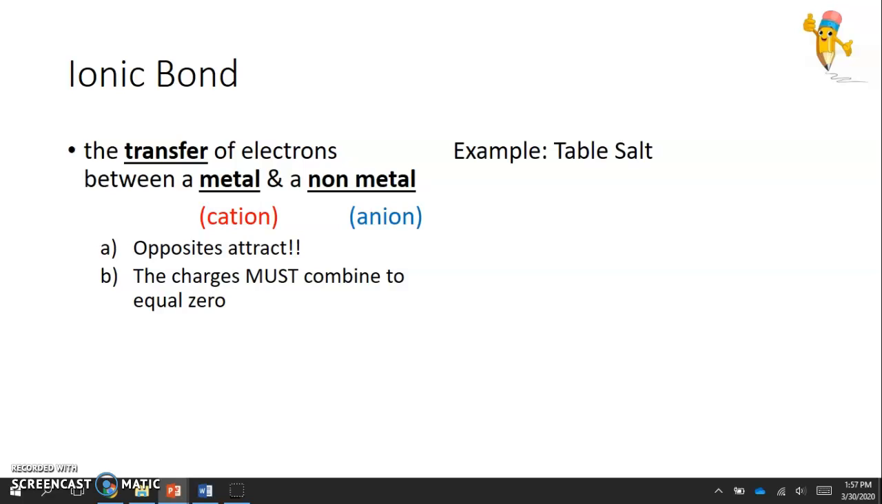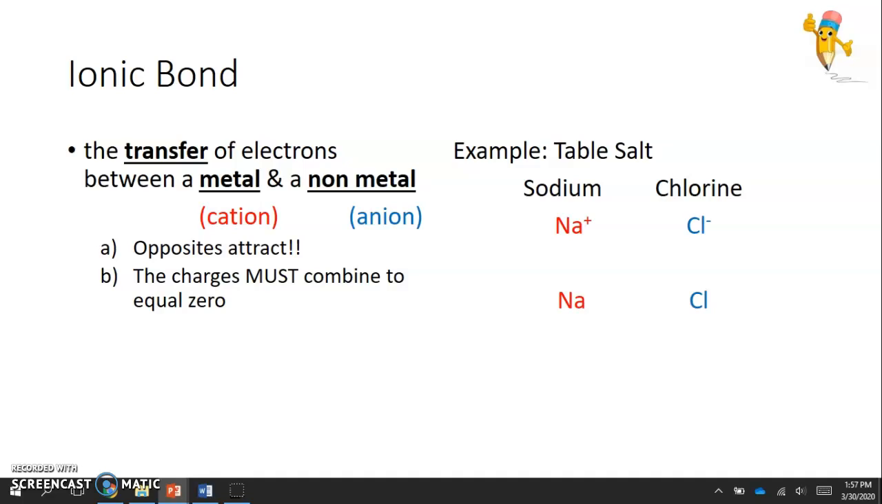Okay, so let's look at an example. Table salt, what we use for our food, is sodium chloride. So we've got sodium and chlorine coming together. Sodium is a metal, right? So it's going to lose an electron to become a sodium cation. Chlorine is a nonmetal, so it's going to gain or take on an electron to become a chlorine anion.